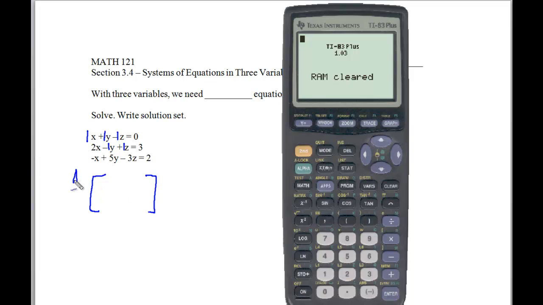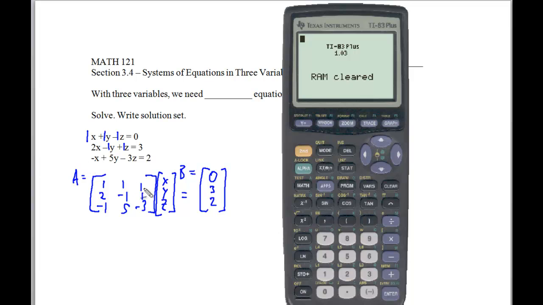So my A matrix is going to be 1, 1, negative 1, 2, negative 1, 1, and negative 1, 5, and negative 3. Here's my A matrix. My B matrix is going to be 0, 3, and 2, because that's what's going to be on the end here. Now, to show you what I'm going to do, I'm going to try to find my x, y, and z using my calculator.